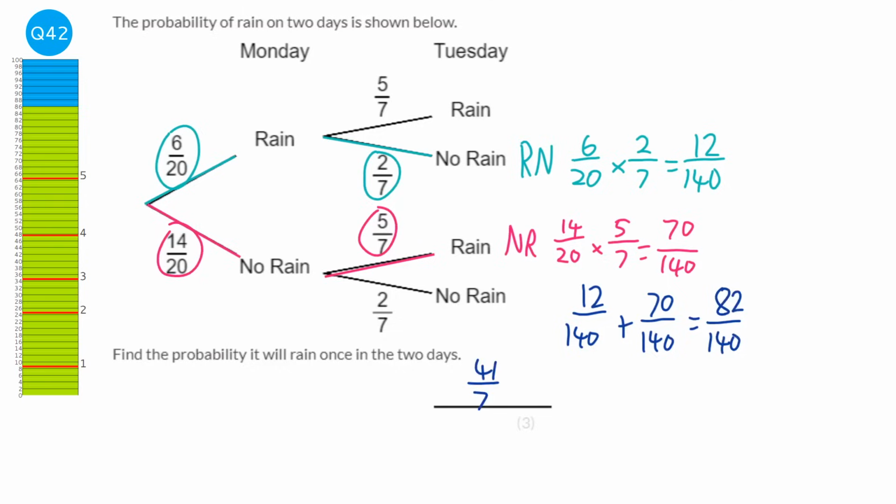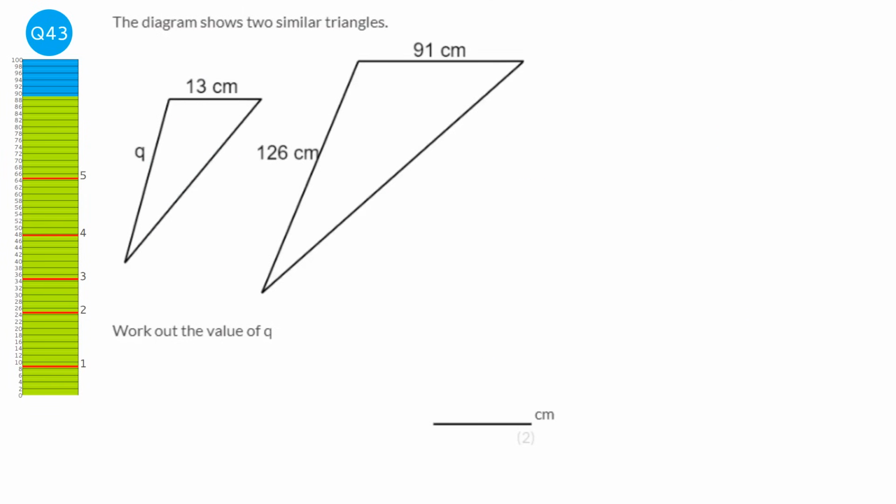So we've got to first of all realise that these triangles are similar, so we can work out what the scale factor is. We need two corresponding sides, which I'm just going to pick these top ones, and we're going to work out the scale factor from those. Now, scale factor is how to get from the smaller to the bigger. So I'm going to do 91 divided by 13, which is 7. So we know we times 7 to get from the small to the big.